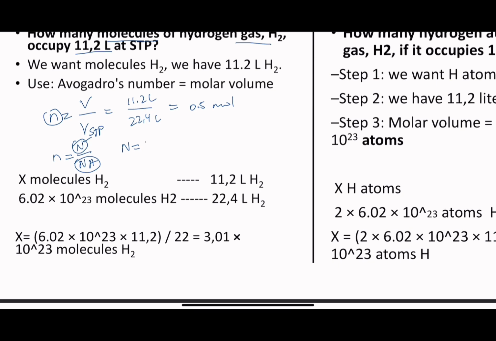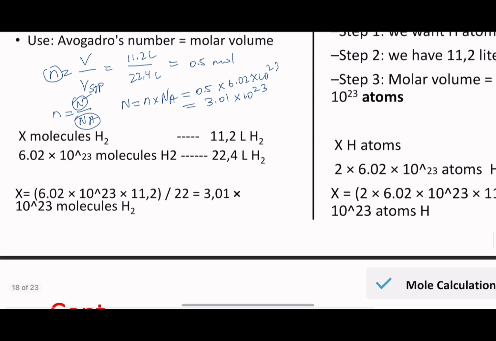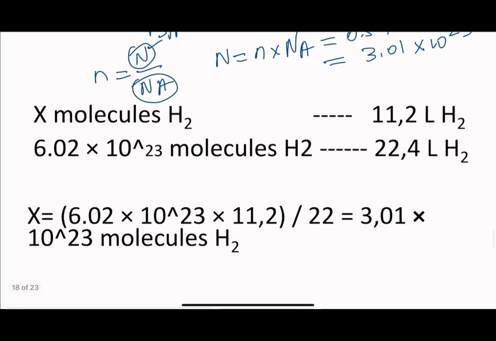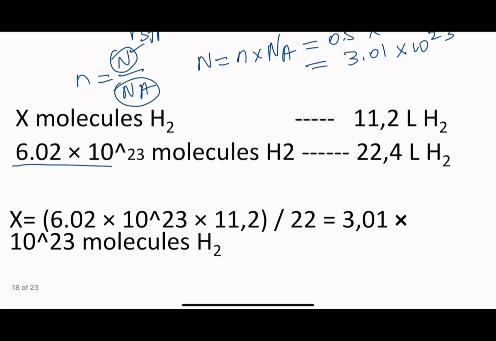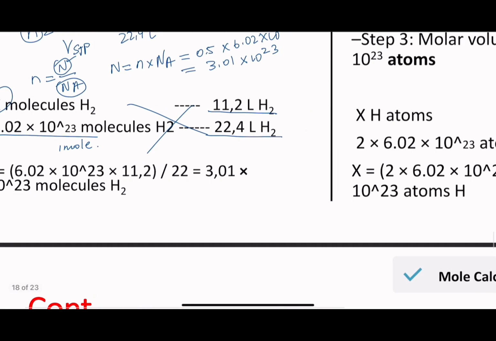So N multiplied by Na, and this would be 0.5 multiplied by 6.02 times 10 to the power of 23. It will be 3.01 multiplied by 10 to the power of 23 particles. Or you can use again the molar proportion. You know that 1 mole is this many molecules, and it would be this many liters for 1 mole, right? So for this many liters, how many particles? You do the proportion and you get your answer.